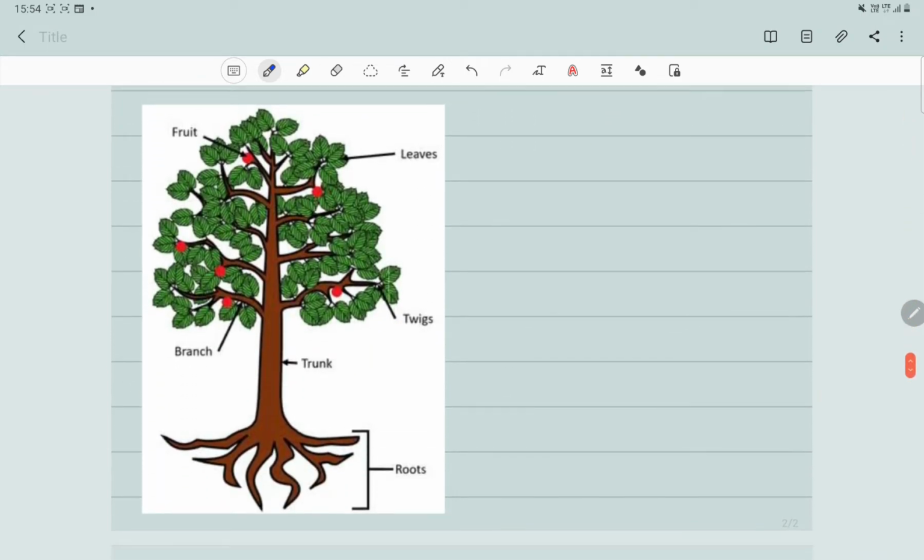And here I've got the diagram of a tree. Now again, we have got roots here and we have a structure called the trunk. Now in trees, the stem is called the trunk. And if you look at the stem of this tree, the stem has got these structures and these are called branches. Now branches have their own leaves, their own fruits, their own flowers.